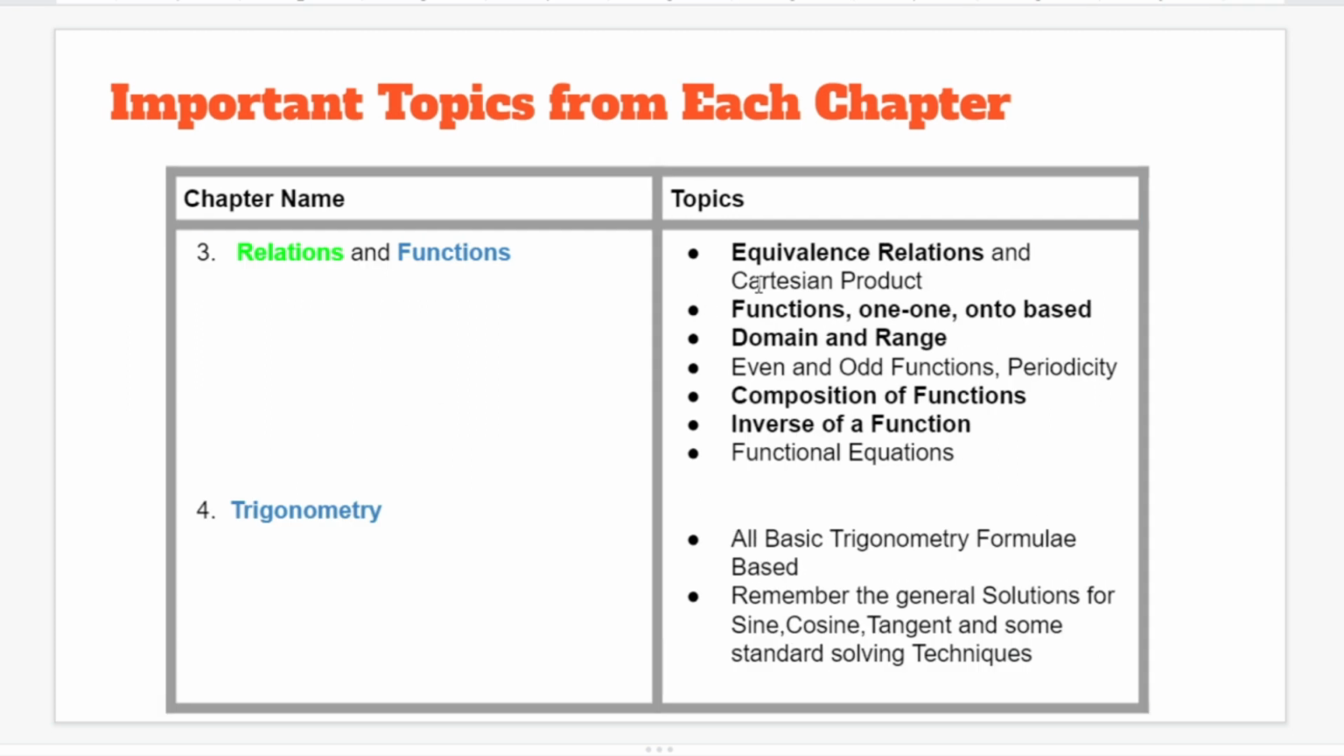Coming to relations and functions, as you see, equivalence relations. The topics which are kept in bold are the most important in these. As you see, functions one-one and onto, they will be asked. Domain and range is very important for testing one-one and onto also. Coming to composition of functions, these are very frequently asked in the examination if you go through the PYQs. Inverse of a function is obviously asked.